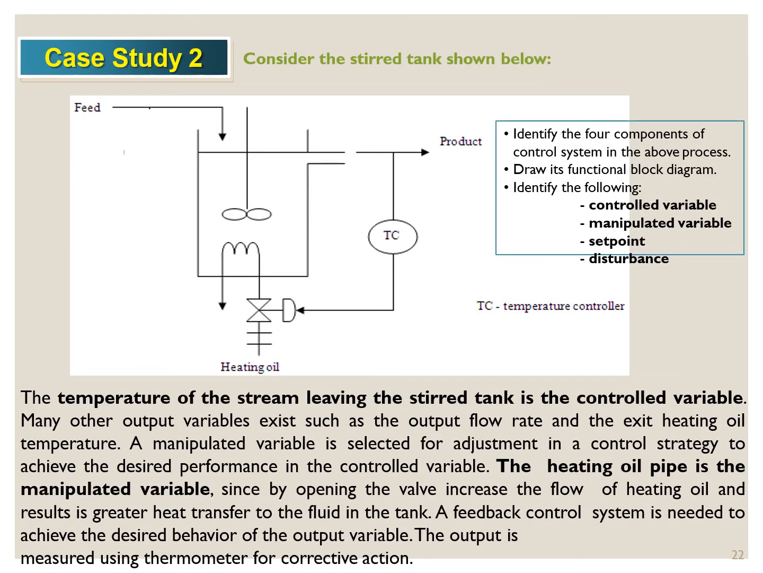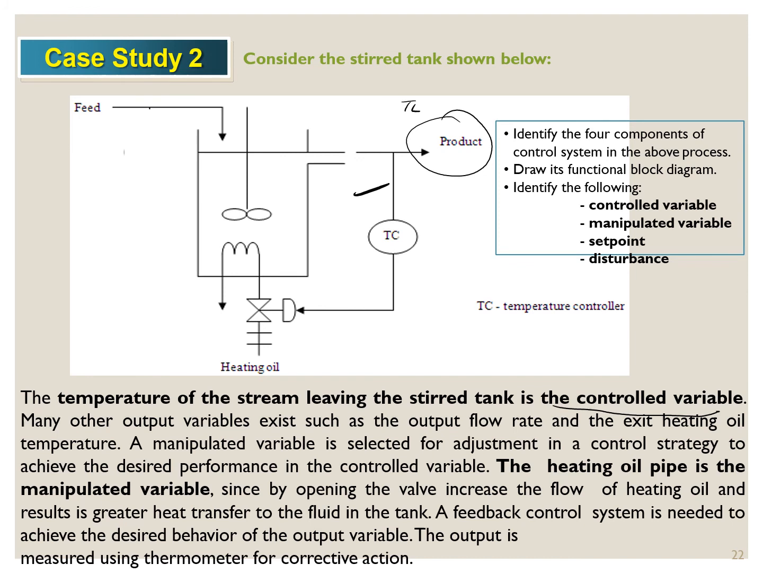Now I move to automatic control. Okay, so this is the stirred tank. So it's the stirred tank figure. The temperature of the stream leaving the stirred tank is the control variable. So the temperature leaving here is the control variable.